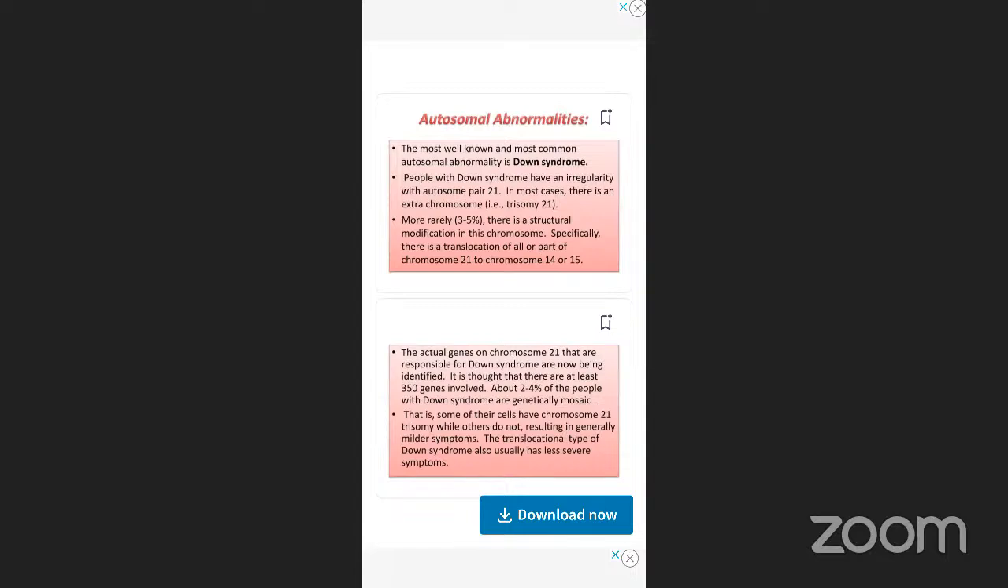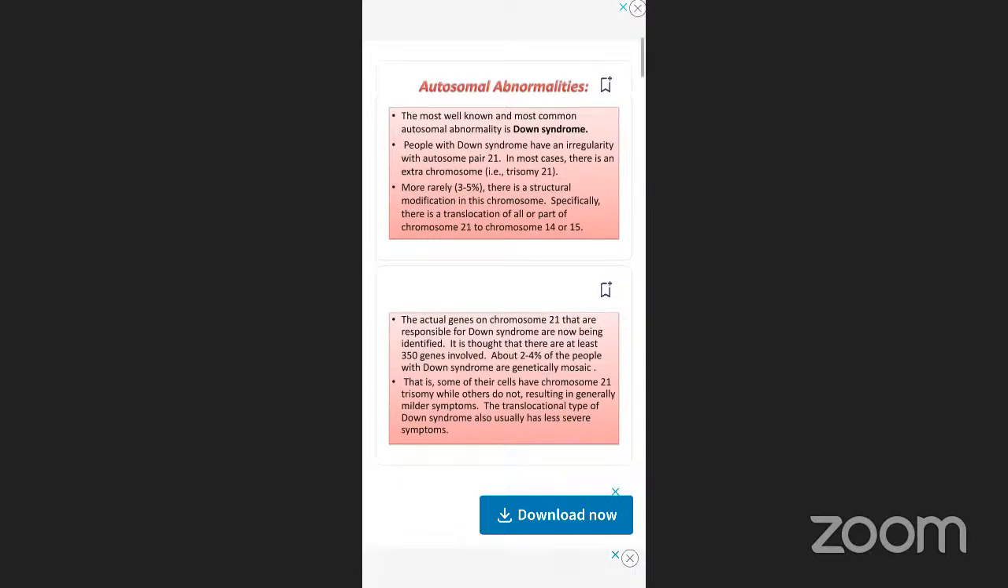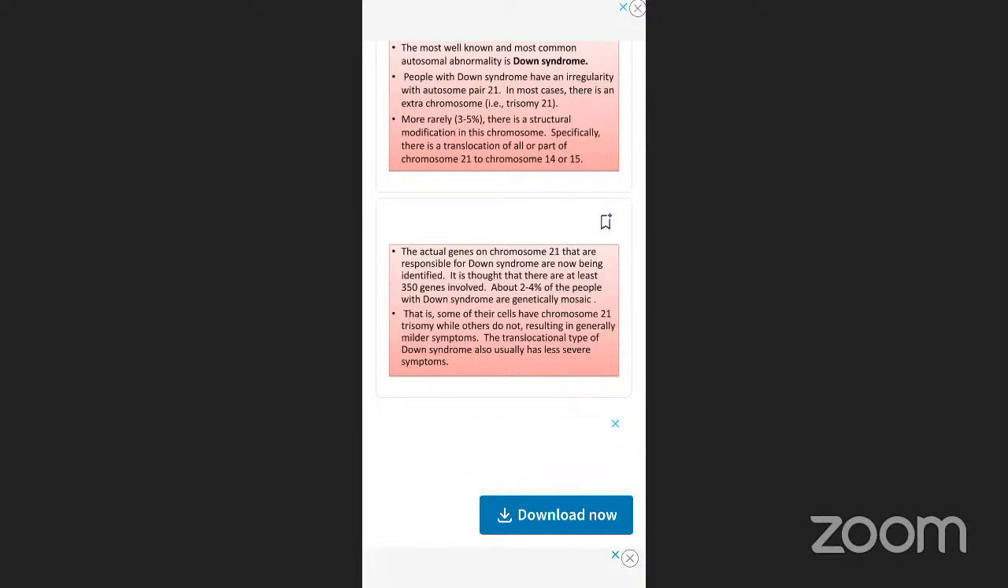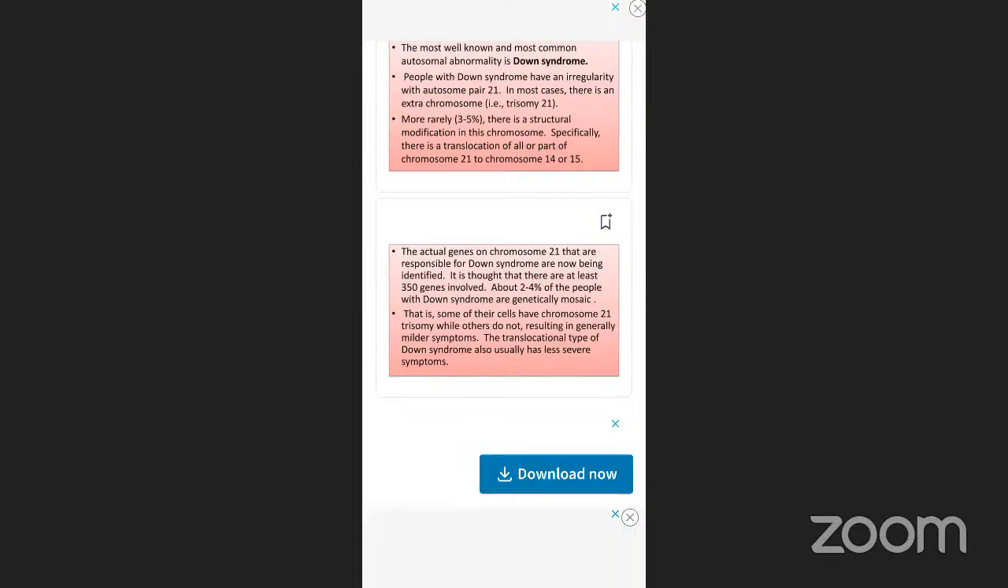The actual genes of chromosome 21 that are responsible for Down syndrome are now being identified; at least 350 genes are involved. About 2 to 4% of people with Down syndrome are genetically mosaic, meaning some of their cells have trisomy of chromosome 21 while others do not, resulting in generally milder symptoms. The translocation type of Down syndrome also has less severe symptoms.